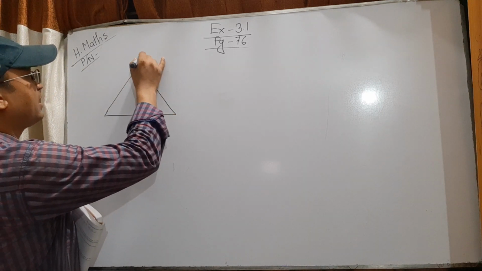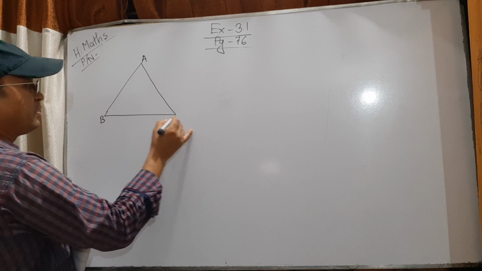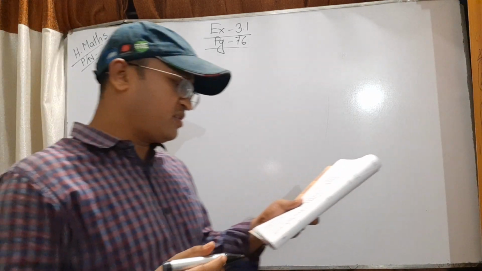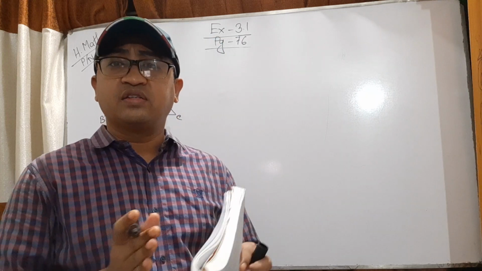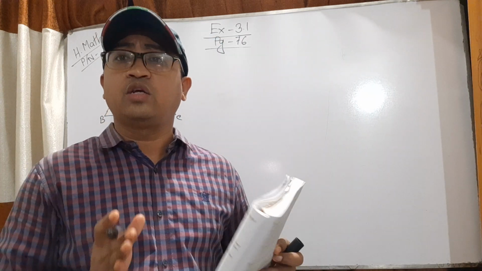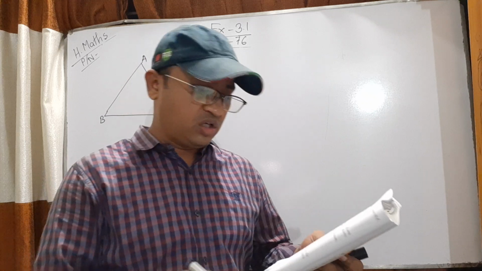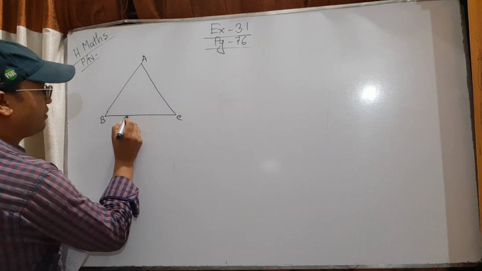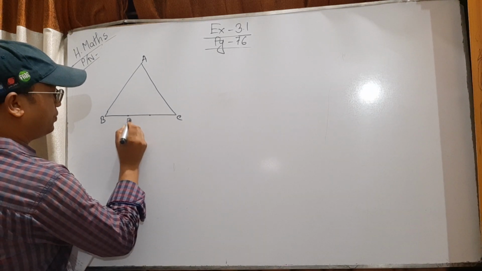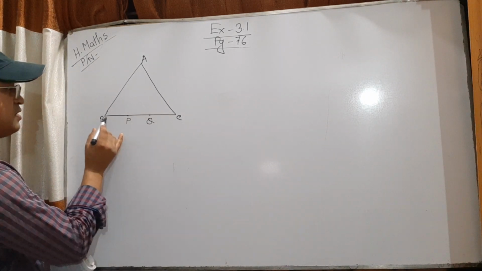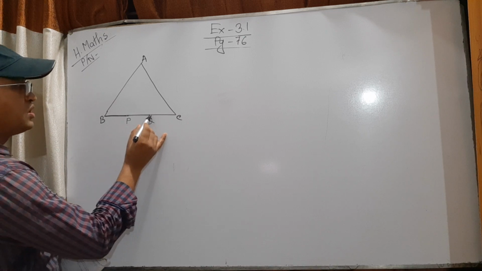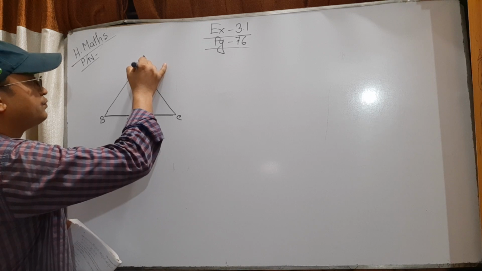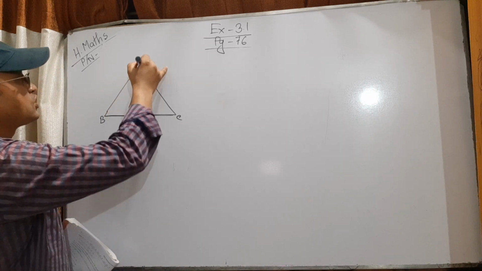So look, this is our triangle ABC, and it is trisected. What is trisected? Trisected means it is divided equally into 3 parts, 3 equal parts. So look, P and Q, PQ divides it, it trisects. So BP is equal to PQ is equal to QC, 3 equal parts. Now join AP and join AQ.